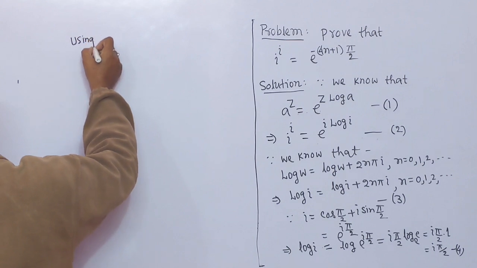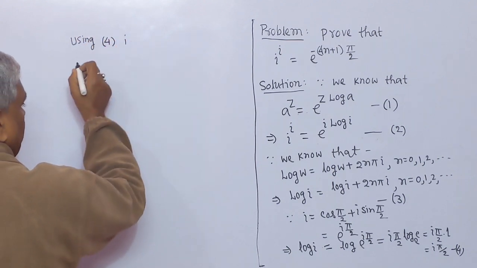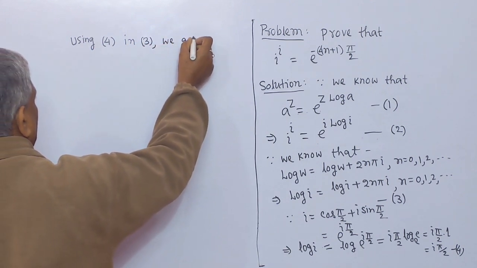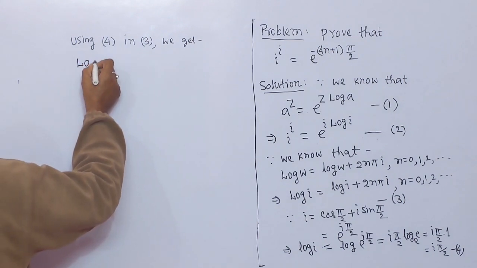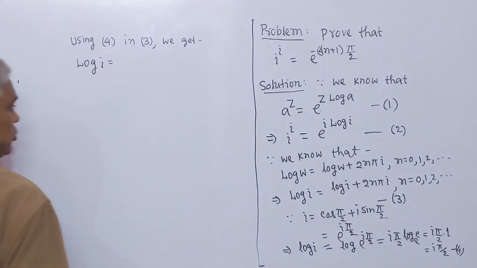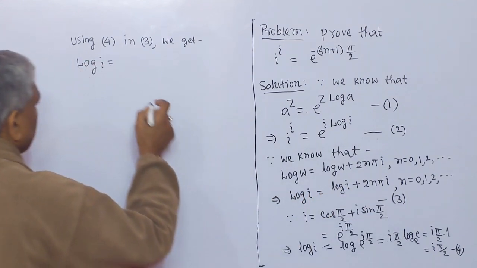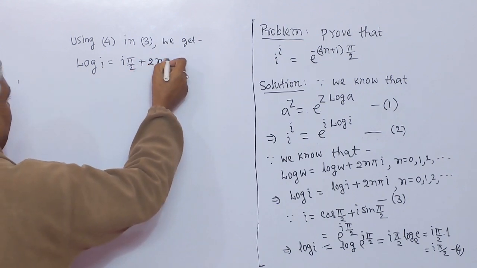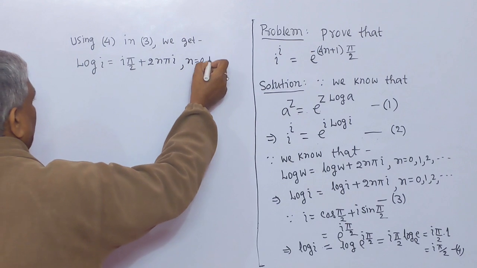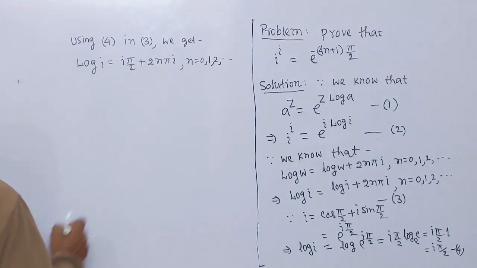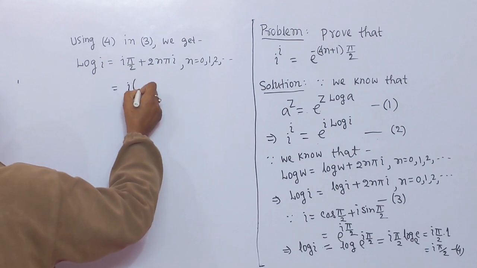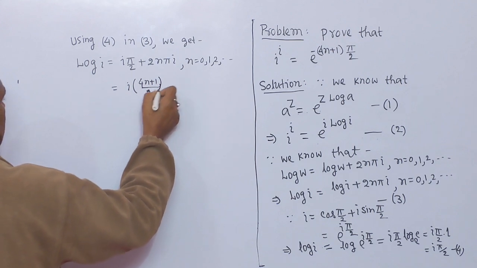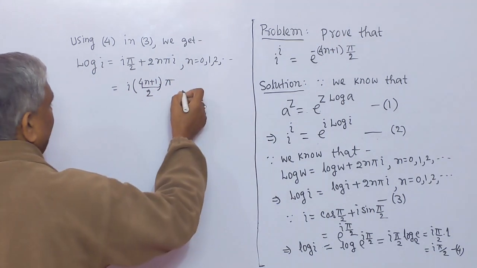Using 4 in 3, we get capital Log log i equal to small log log i equal to i pi by 2 plus 2n pi i, n equal to 0, 1, 2, ..., and this is equal to i (4n plus 1) by 2 pi. This is number 5.